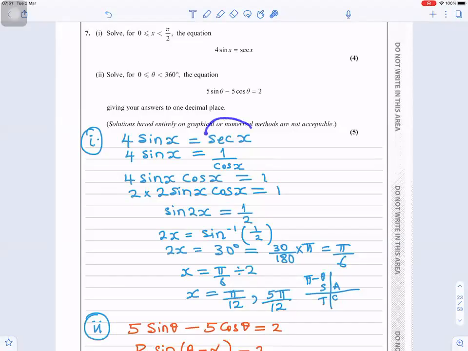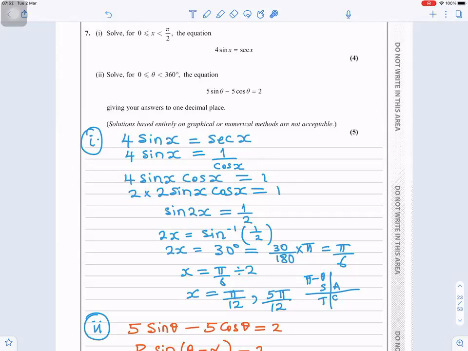So you want to change sec x and write it as 1 over cos x. And you take the cos x from the right-hand side to the left side, it becomes times. So it becomes 4 sin x cos x equals 1. 4 is the same as 2 times 2. The reason we do that is because we would have 2 sin x cos x, and that reminds us of sin 2x. Like sin 2 theta is 2 sin theta cos theta.